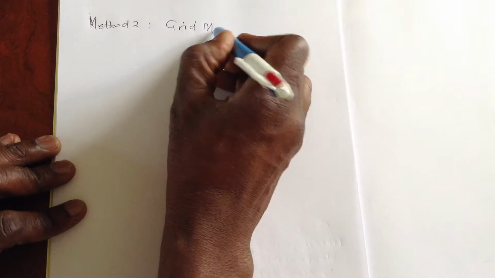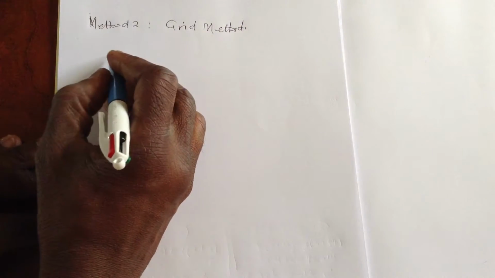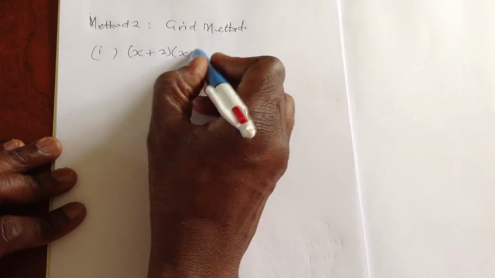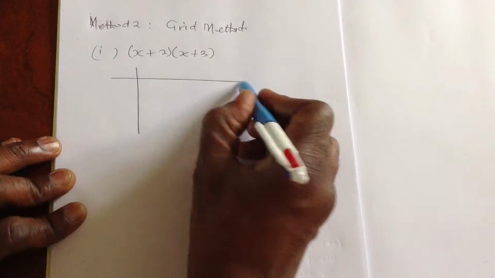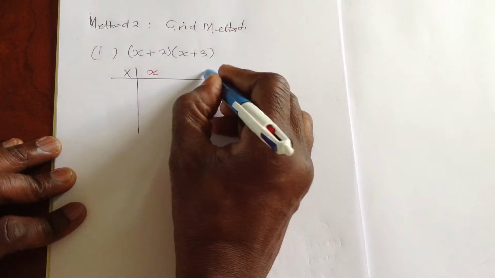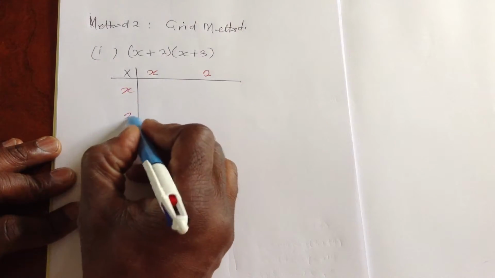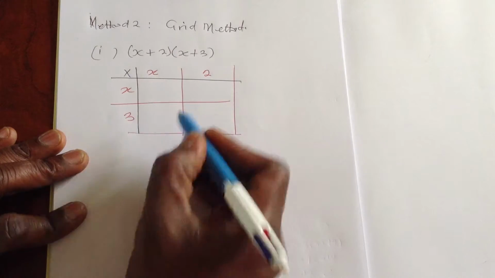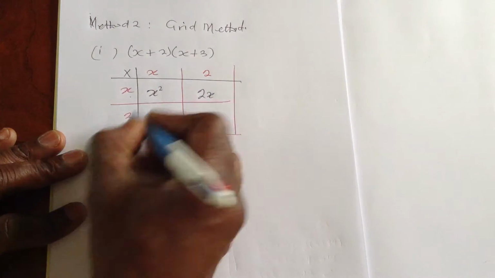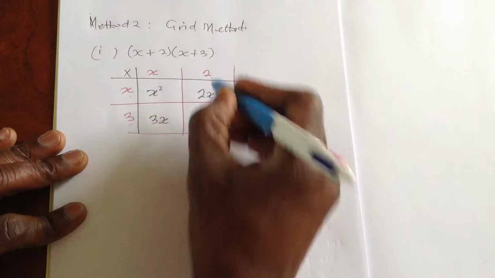Method 2. Method 2 is the grid method. Okay, so doing the same examples, I'm going to consider x add 2 and then x add 3. You start by creating a grid, which is a multiplication grid. Then I have the 2 terms, x and then 2, and over here I have x and then 3. I then complete the grid for this. x times x will give me x squared, x times 2 will give me 2x, 3 times x will give us 3x, and 3 times 2 will give us 6.